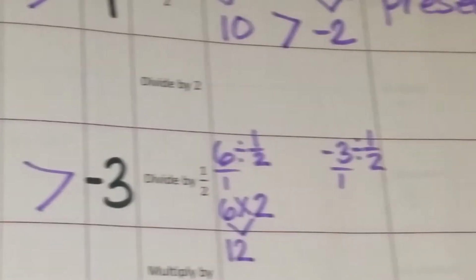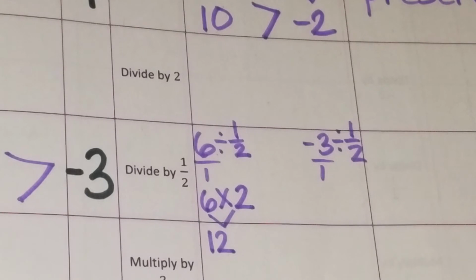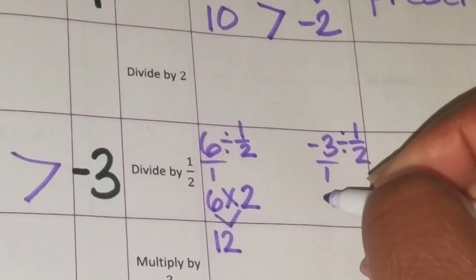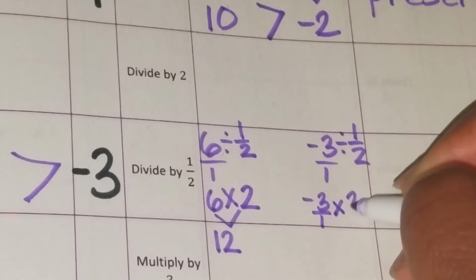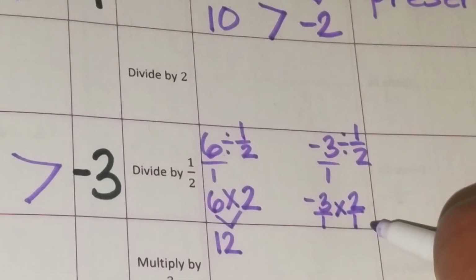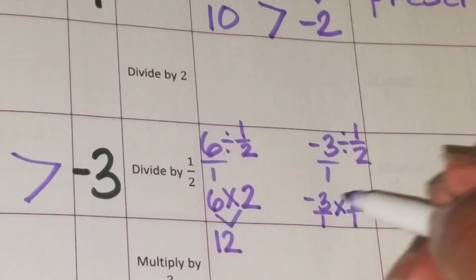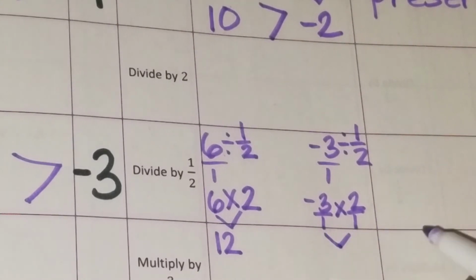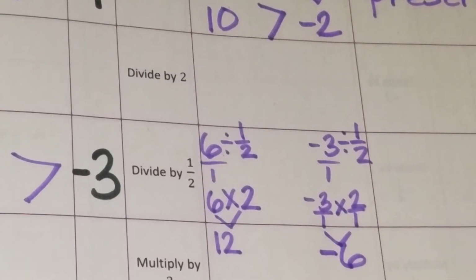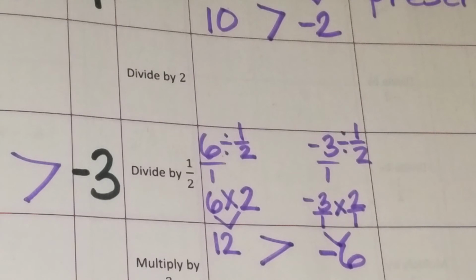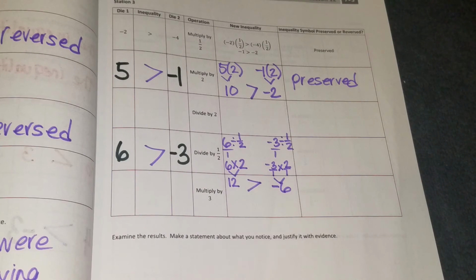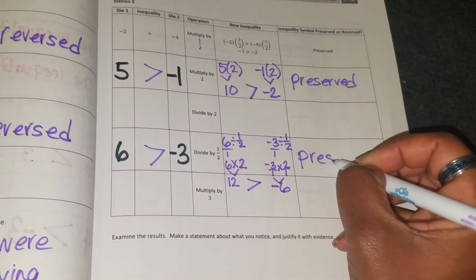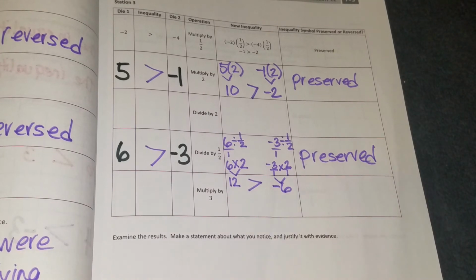Now let's look at -3 divided by 1/2. This is going to be -3 over 1 times, let's flip it, 2 over 1. And since they're both over 1, that means it's just going to be itself. So -3 times 2 is going to be -6. Now, which one is greater, 12 or -6? That's going to be 12. Any positive is bigger than any negative. So our symbol, was it preserved or reversed? It was preserved. It stayed the same. It was saved.